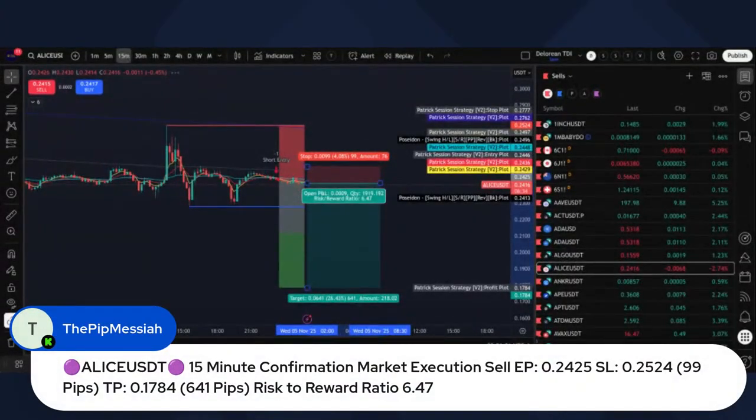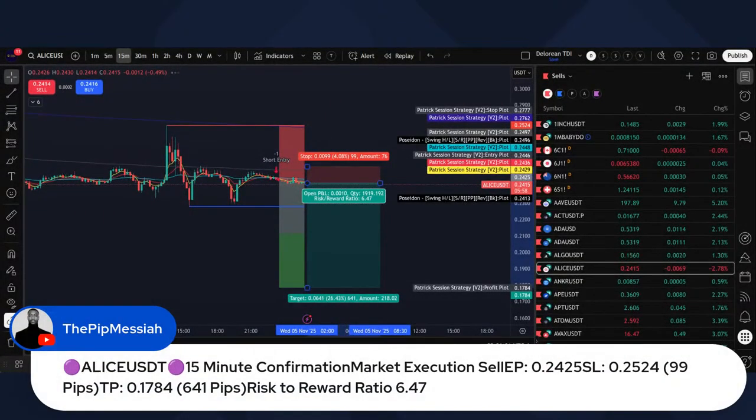And we have Alice versus Tether. It's a 15-minute sell. Entry price is 0.2425. Stop loss is 0.2524 for 99 pips. Take profit is 0.1784 for 641 pips. And a risk to reward ratio of 6.47.